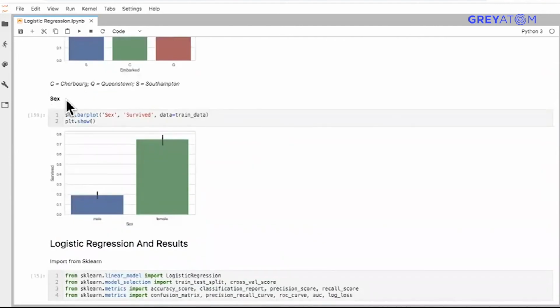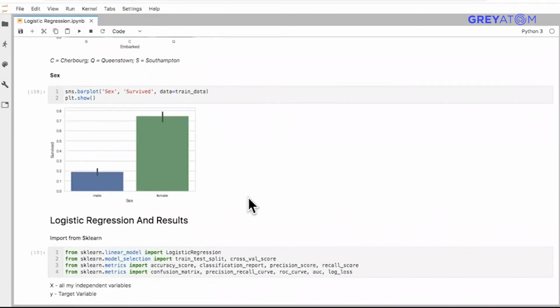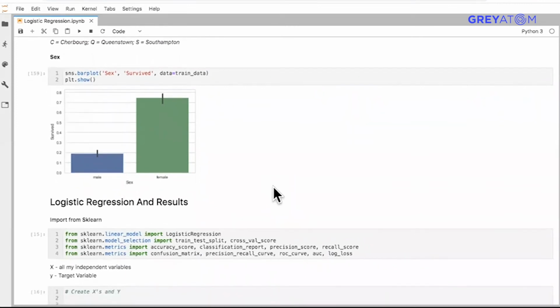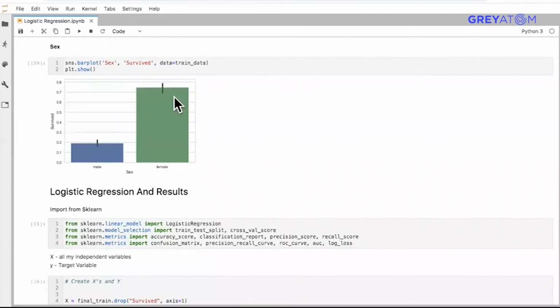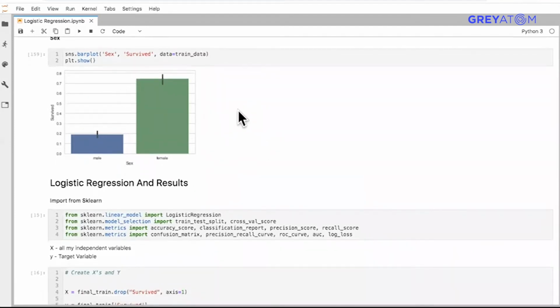And this is the most interesting part here, guys. Look, females survived more than males. So I think the people who were saving the people on the Titanic ship made sure the females and the small children were prioritized in actually saving. So this is an interesting observation that would help us to model our data well.